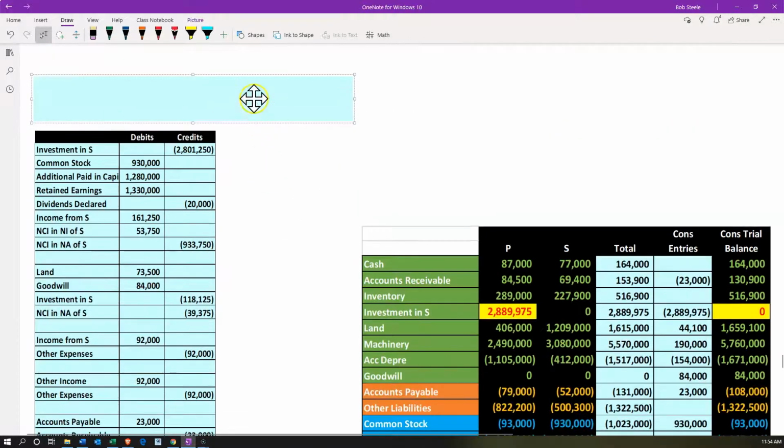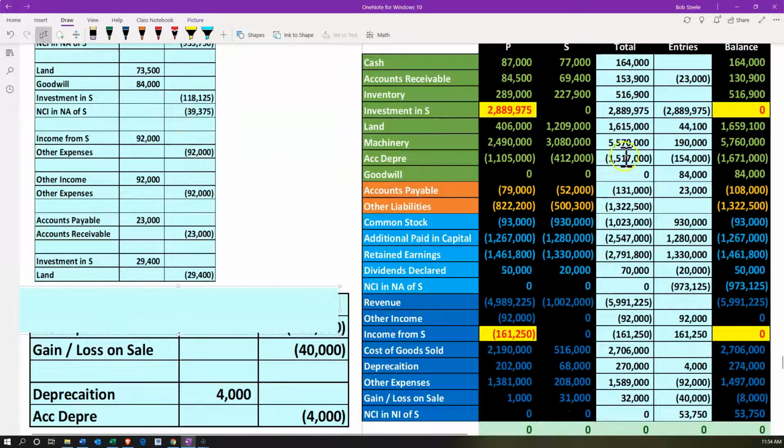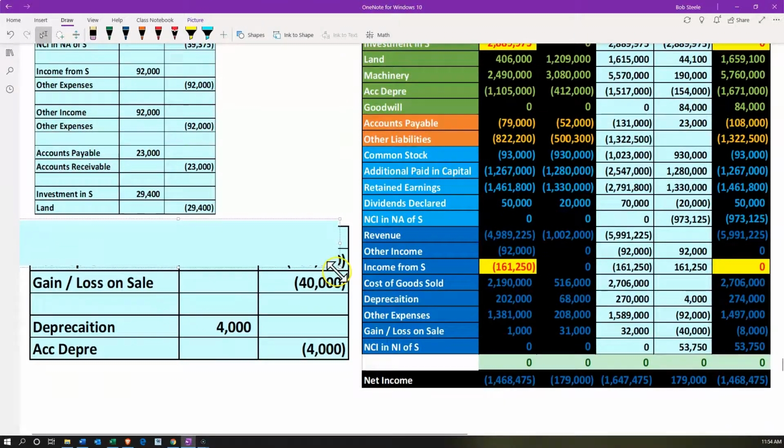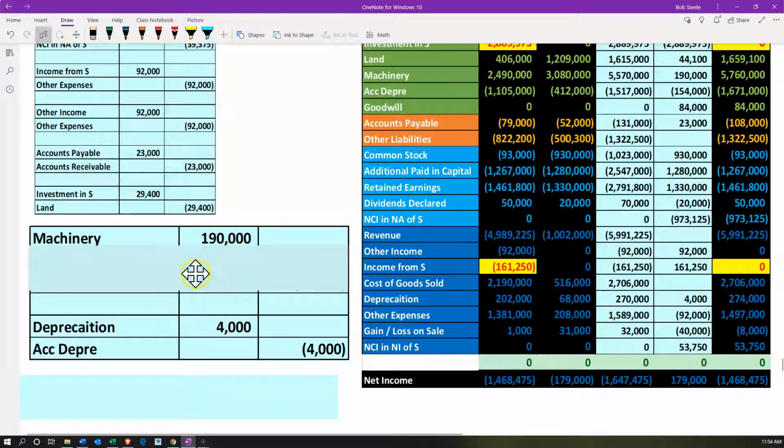Now I'm going to move our reveal. We got the same thing. We got what we've done thus far on the upper left. We included that in the consolidation entries to the right. Now we're going to be dealing with the machinery that happened in the current year, where we had actually a loss.